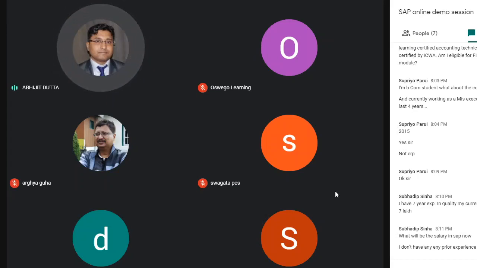No, it is not required to have an SAP experience background. You have enough domain knowledge. Once you have that domain knowledge with you, you only need to know how SAP configures those things into the system. It requires your process knowledge.